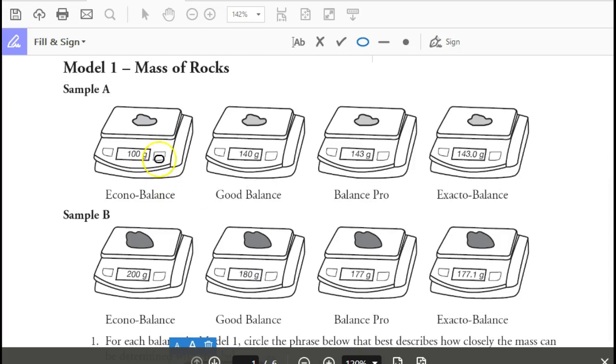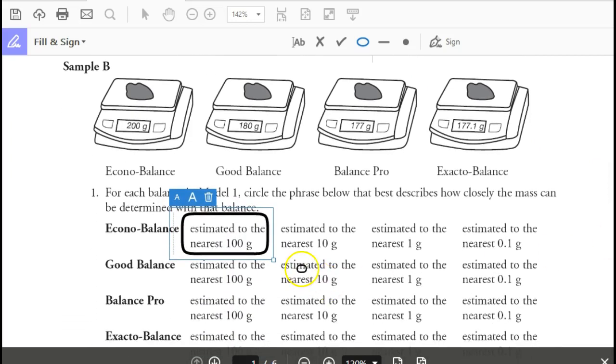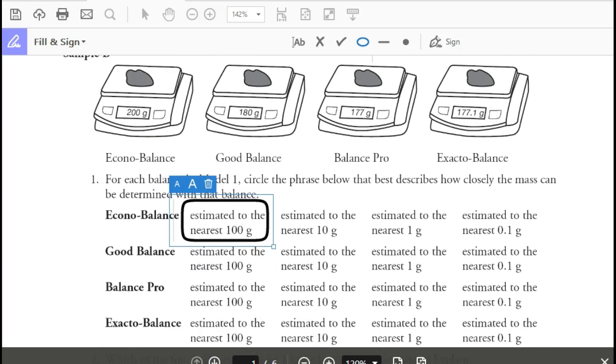Because it's reading the same rock at 100, this one's estimating at 140. So this one's only doing it to every 100 grams. The good balance is a decimal over. So instead of 100, it's measuring at 140. So this one is estimated to the nearest 10 grams.